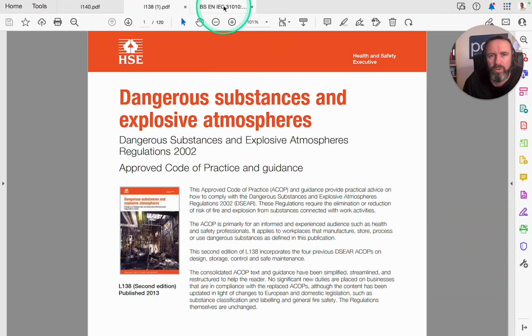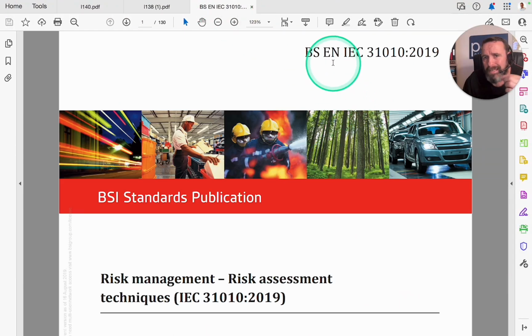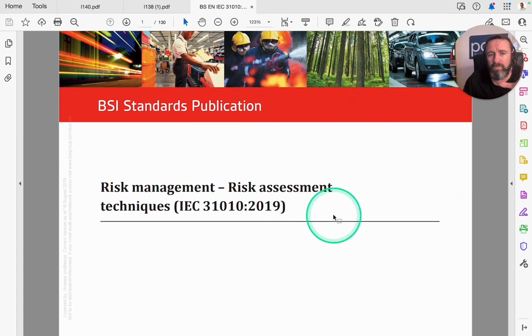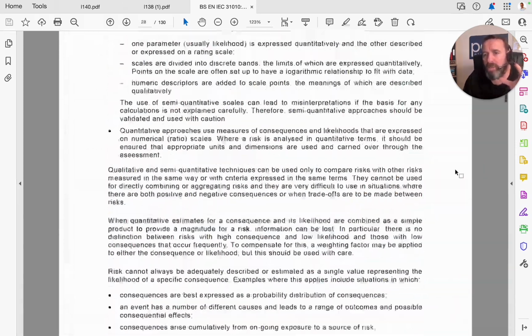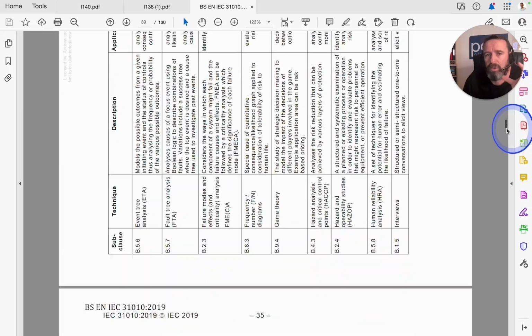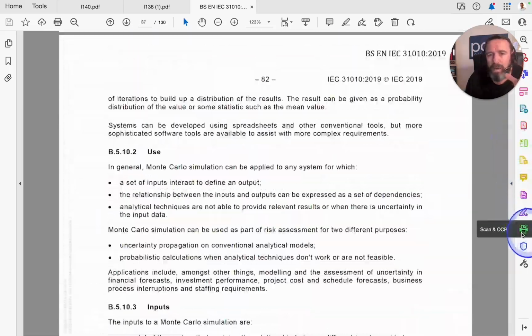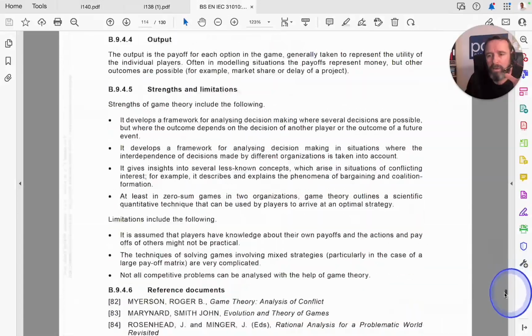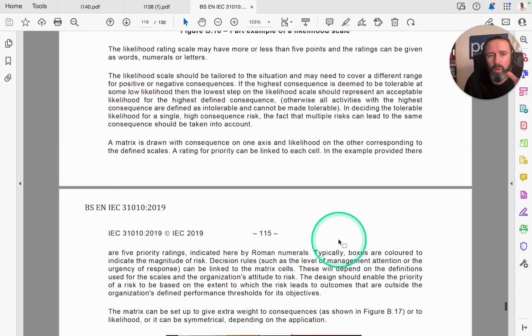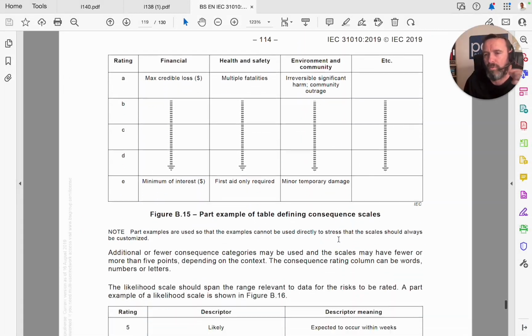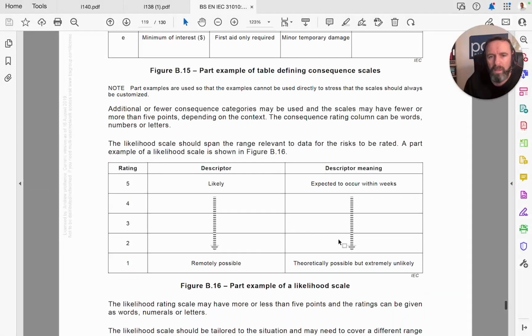But if we look at a very, very good document called BS EN 31010, Risk Management, Risk Assessment Techniques. Let's have a quick look. I want us to dive down, bear with me when I find it, to have a look at what I mean by descriptors. Bear with, and here we go. So when we start to look at the pros and cons of using this method, descriptor, likely, 5, all the way down to remotely possible. But look at the meaning. It's expected to occur within weeks.